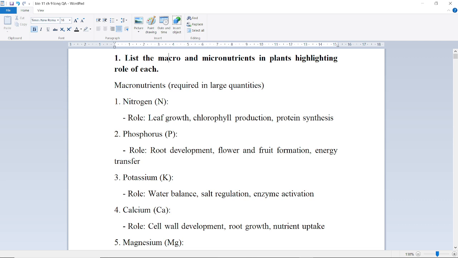Lets start. First question is: list the macro and micronutrients in plants, highlighting the role of each.